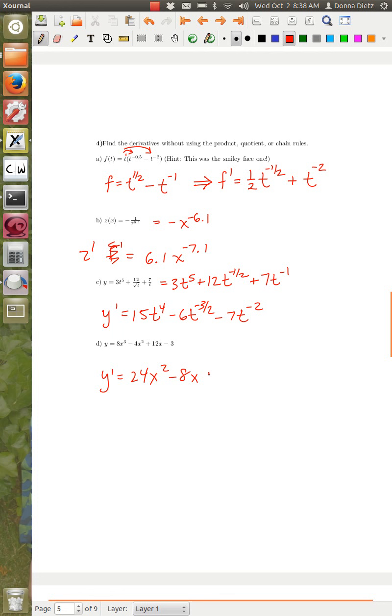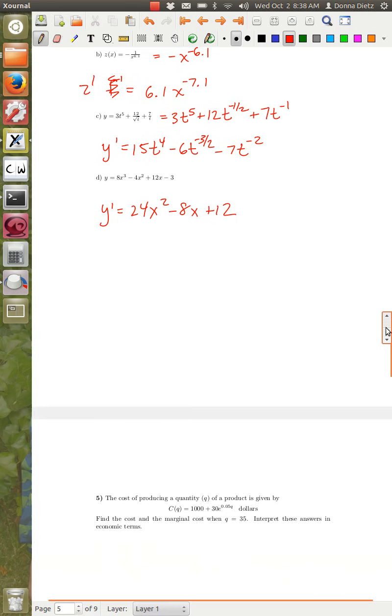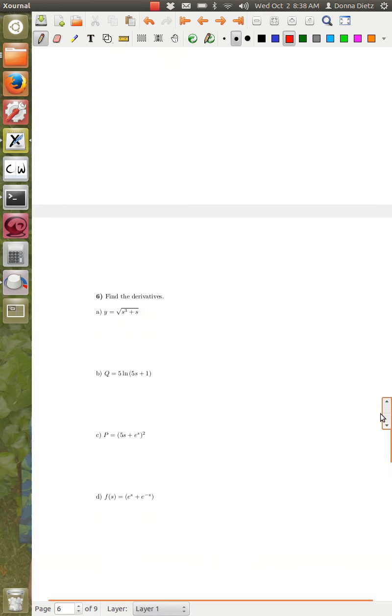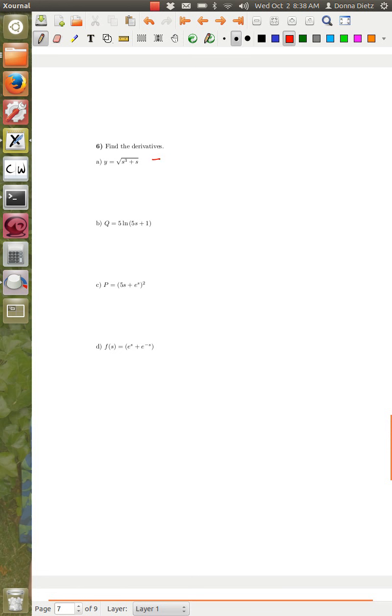I don't think anybody got this last part wrong; that was pretty rare. I mean, most people get the polynomial question right. Here's some more derivative questions.